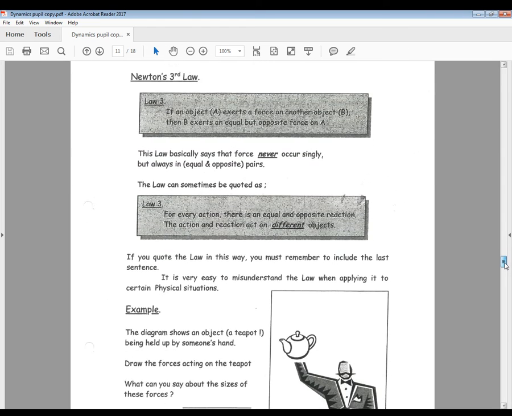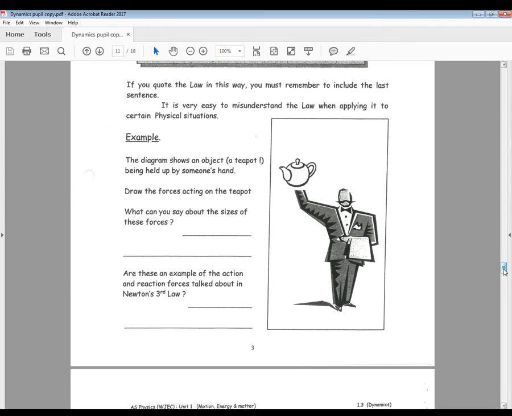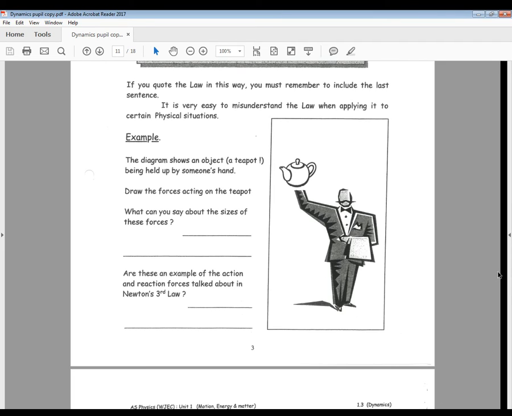A little bit more there on Newton's third law, and I'd like you please to have a look at the example there. The diagram shows an object being held up by someone's hand. The object is a teapot. Draw the forces acting on the teapot. What can you say about the size of those forces? Are these an example of Newton's third law? So have a little think about that, please.